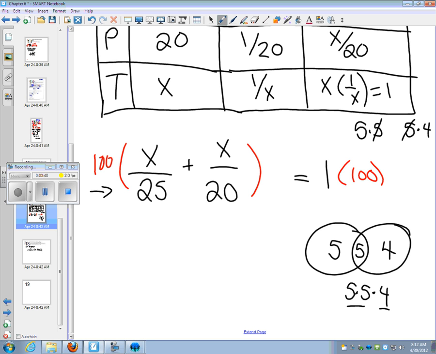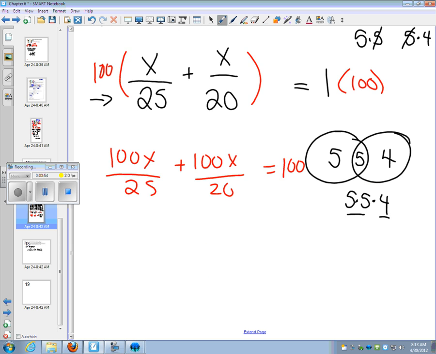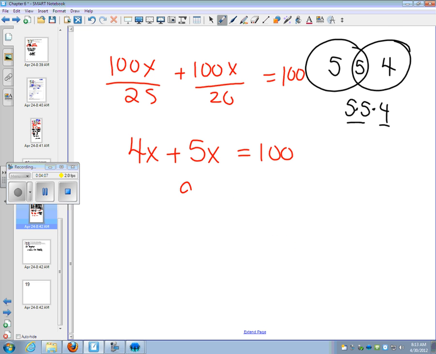Okay? So I get 100x over 25 plus 100x over 20 equals 100. Okay, 100 over 25 is just 4. So I have 4x plus 100 over 20 is 5x, plus 5x is equal to 100. So I get 9x equals 100. x is equal to 100 over 9.